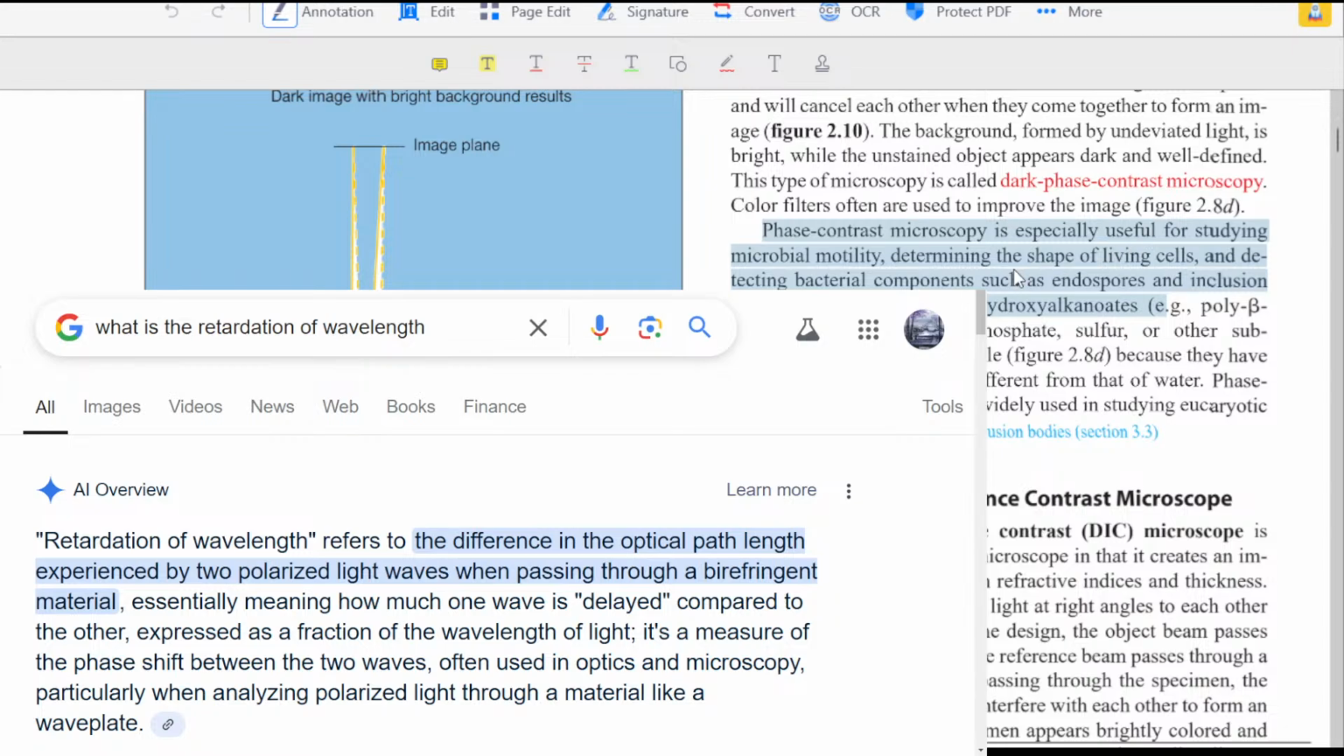So they are saying it is useful for studying microbial motility, like how many microbial cells are alive and how many are not, because the density differs. The density becomes higher when the cell dies. Determining the shape of living cells also matters, because every living cell shape deviates the light in a different pattern. Detecting bacterial components such as endospores: because it relies on pattern instead of just light capturing, we can determine bacterial components such as endospores and inclusion bodies.